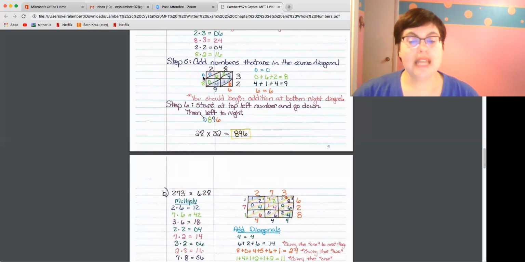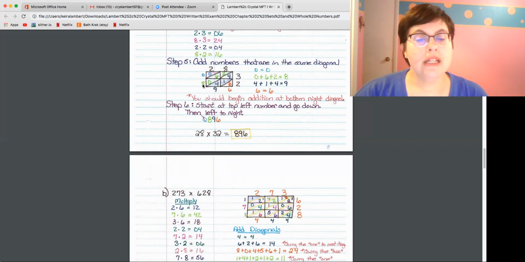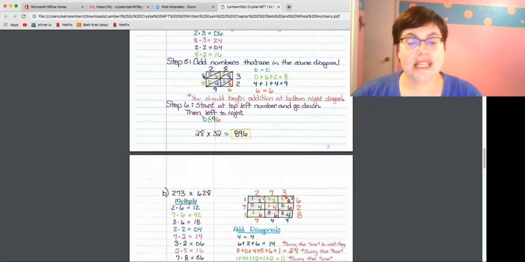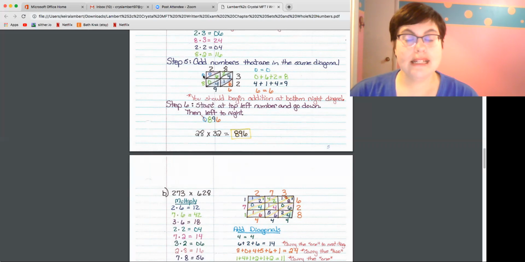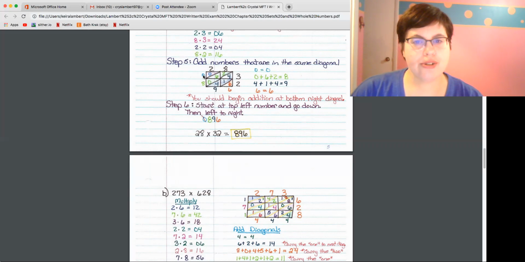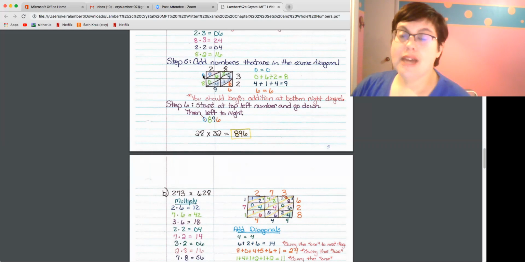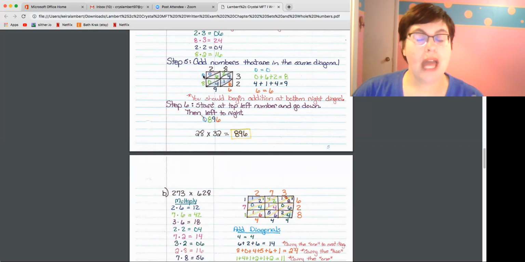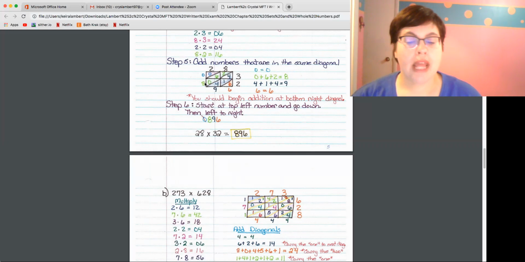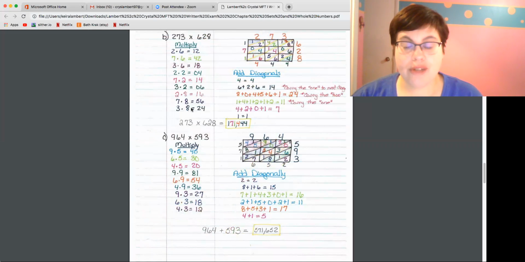Then in step 6, we're going to start in this top left. We're going to go down, and then you're going to go across to the right. So what we have is 0, 8, 9, 6. We don't write in our answers, we don't include that 0 in front. We take it out. So that's why you see a red line through our 0. That's what we did. So 28 times 32 is equal to 896.